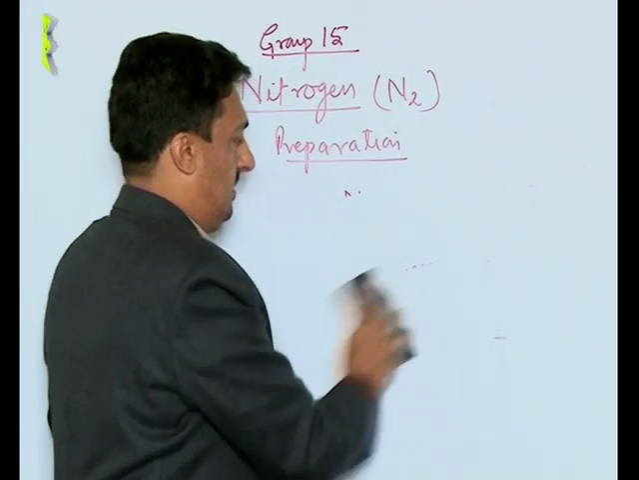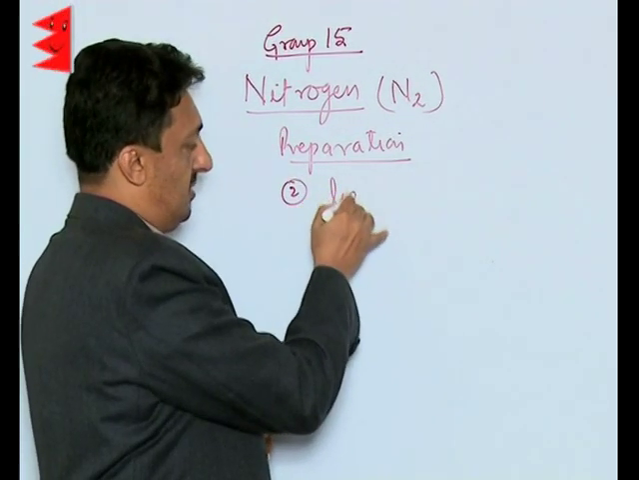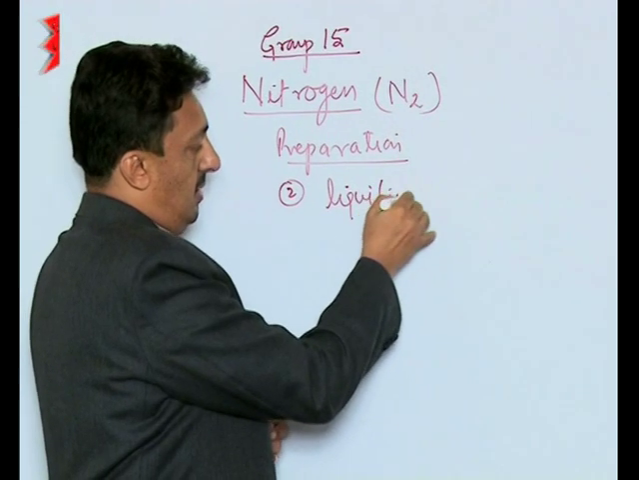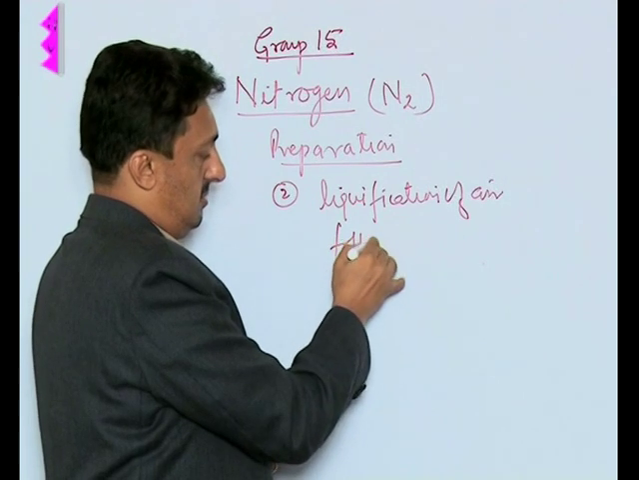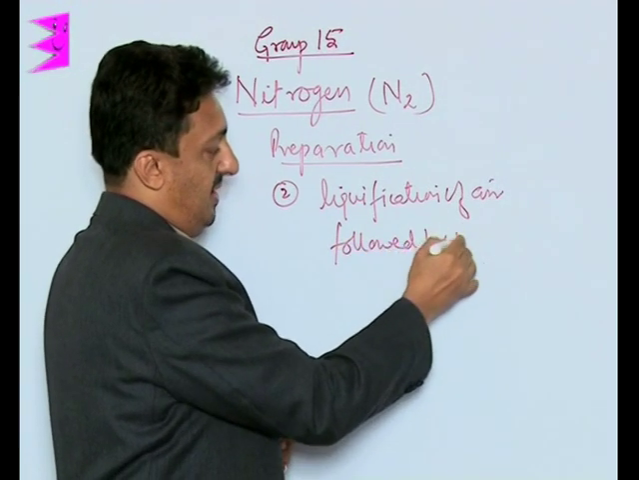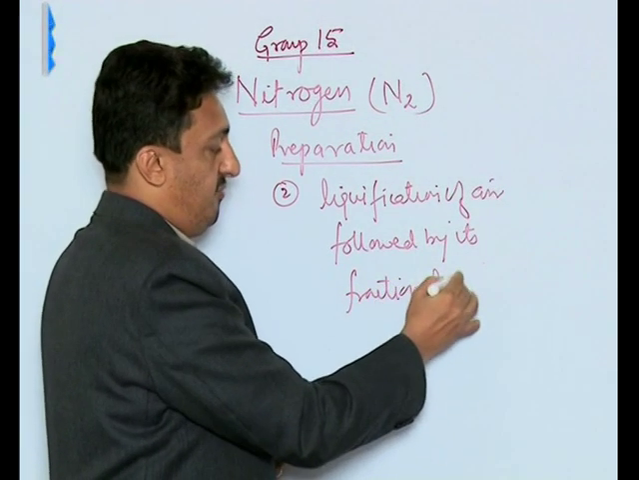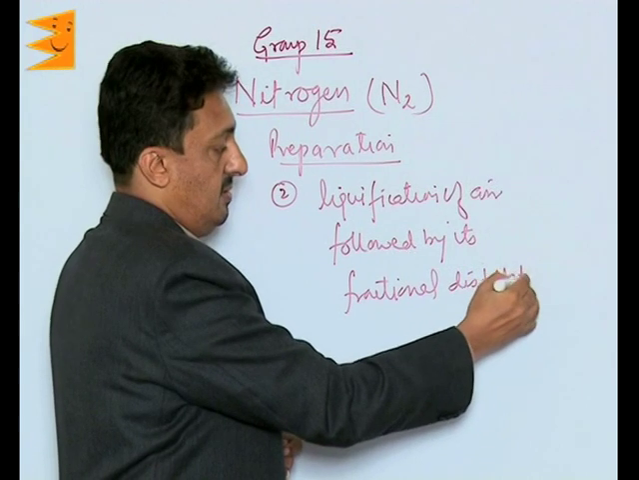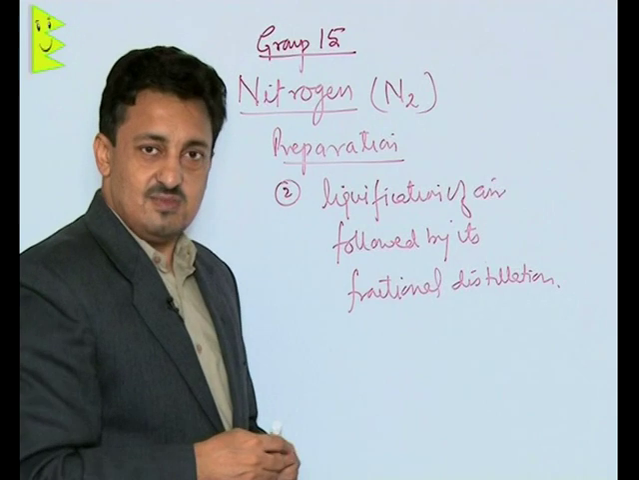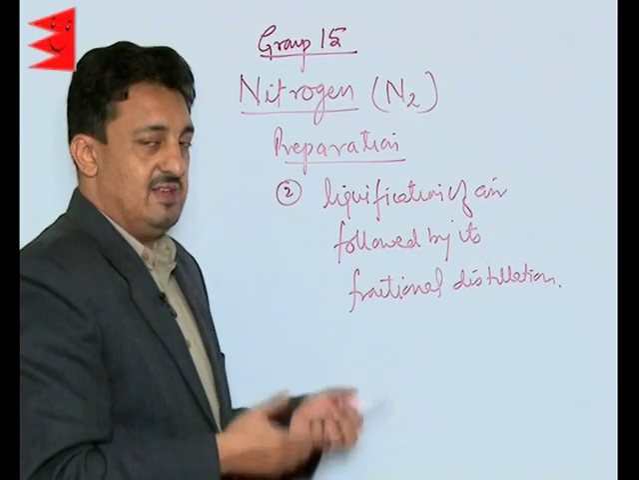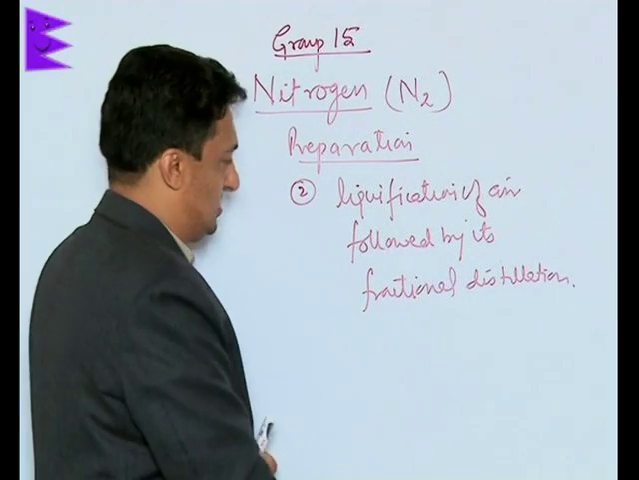Industrially, or we can say commercially, it is prepared by liquefaction of air followed by its fractional distillation, which leaves oxygen and the other gases. So commercially it is very easily obtained by the liquefaction of air followed by its fractional distillation.